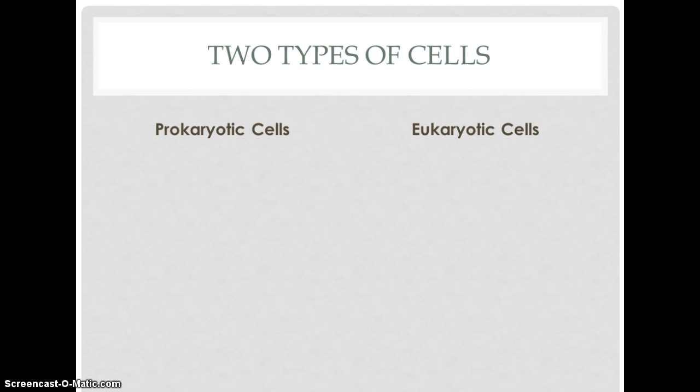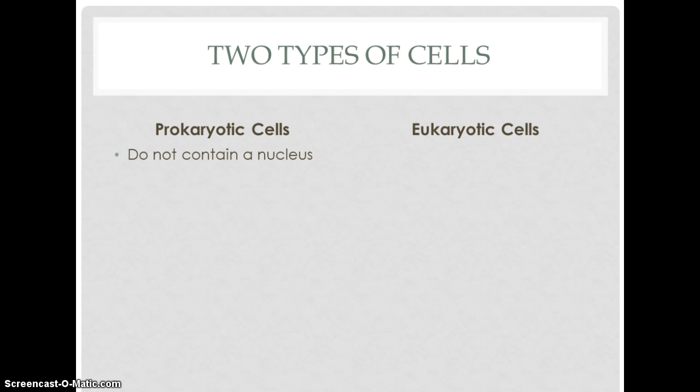Cells are the basic unit of life. All organisms are made up of cells. All existing cells are produced by other living cells. Cells can be placed into two broad categories based on their internal structures. The two types of cells are prokaryote cells and eukaryote cells.